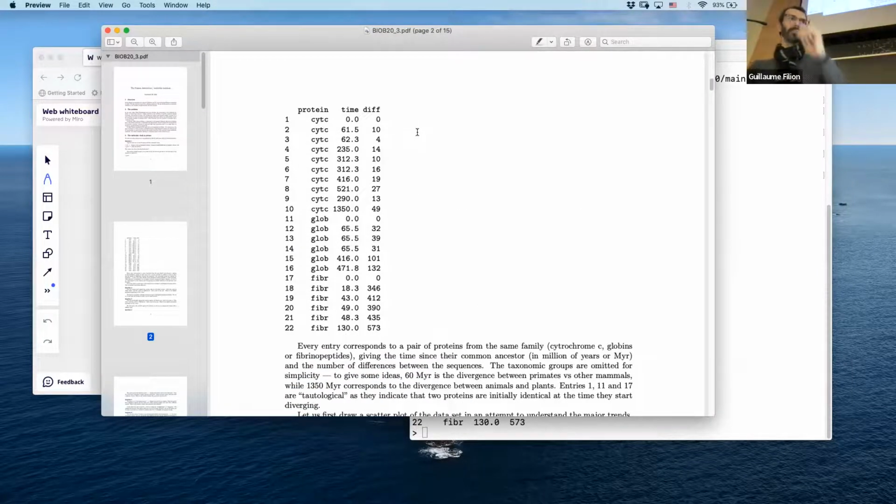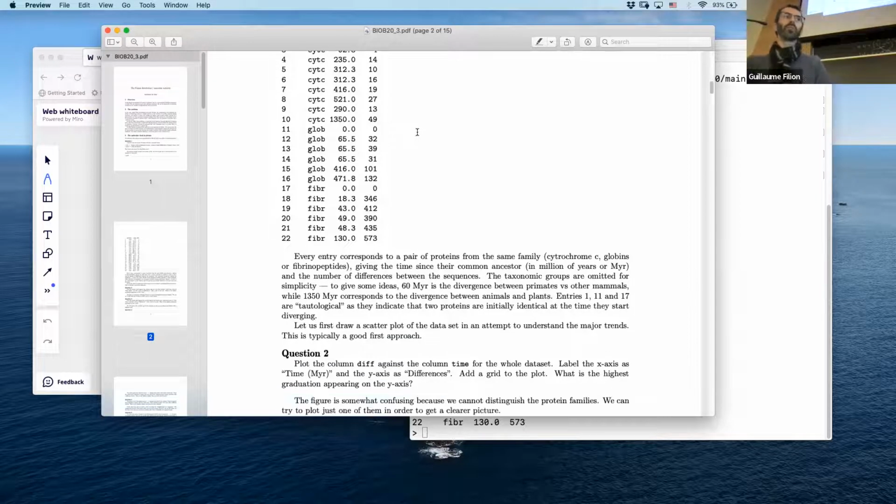The data frame is here. Every entry corresponds to a pair of proteins from the same family, cytochrome C, globins, or fibrinopeptides, giving the time since their common ancestor in million of years, or mir. I'm going to write this mir throughout, and the number of differences between the sequences.